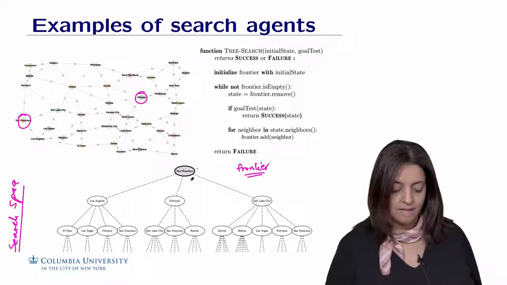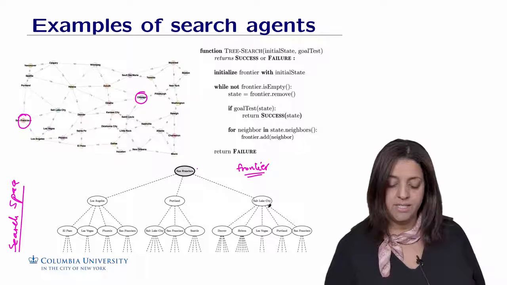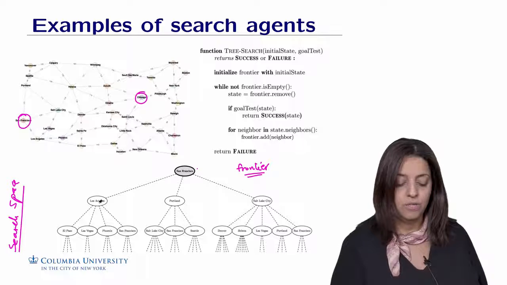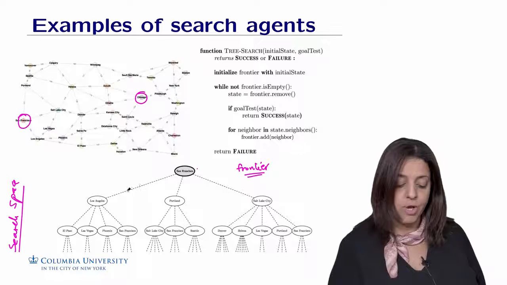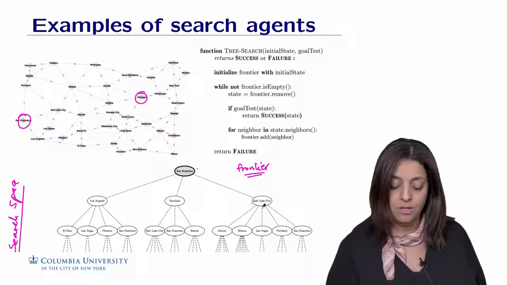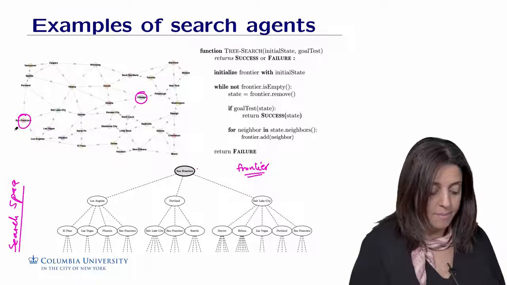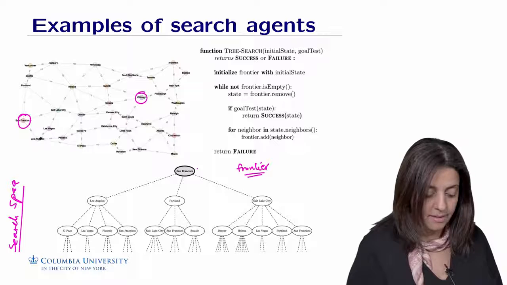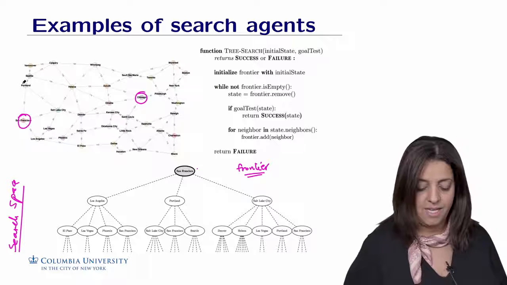Observe here that San Francisco has 3 children. These are the possible cities we could go to from San Francisco. So if we drive, this is the action. If we drive to Los Angeles, then we will be in Los Angeles. Otherwise, we could drive to Portland or Salt Lake City. And if you see the map, these are the possibilities starting from San Francisco.